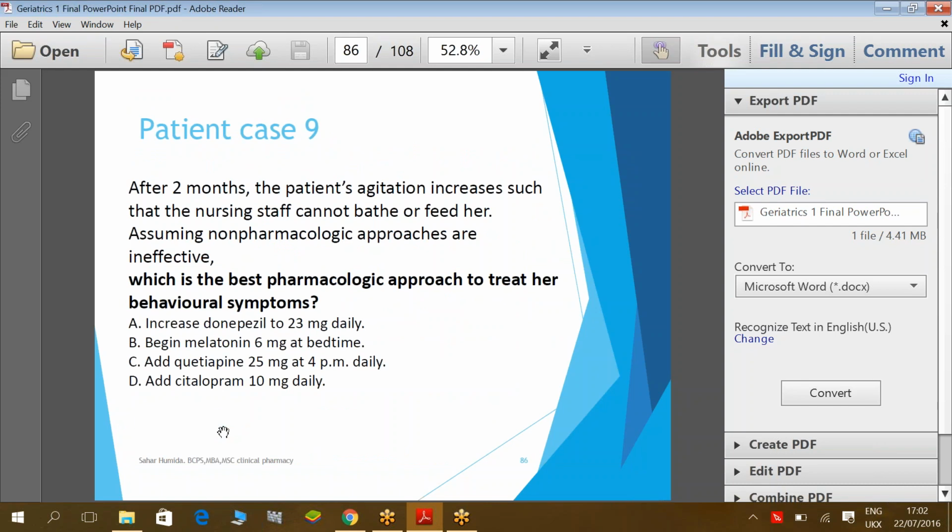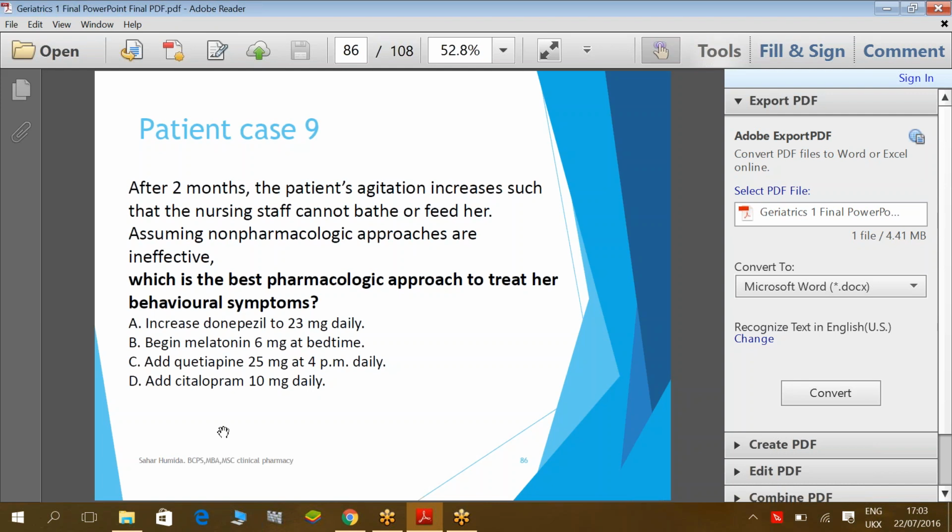Patient 9, after 2 months, the patient's agitation increased, such that the nursing staff cannot bathe or feed her, assuming non-pharmacological approaches are ineffective. Which is the best pharmacological approach? Increase donepezil, begin melatonin, add quetiapine, or add citalopram. Are we going to give melatonin for sleep? No, they didn't say anything about her having sleep problems, so B is excluded. Are we going to increase the donepezil? No, because there is no evidence that increasing the cholinesterase inhibitor will affect her behavioral symptoms. So A is excluded.